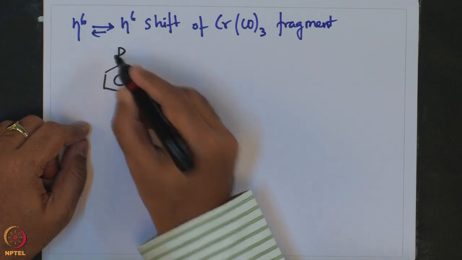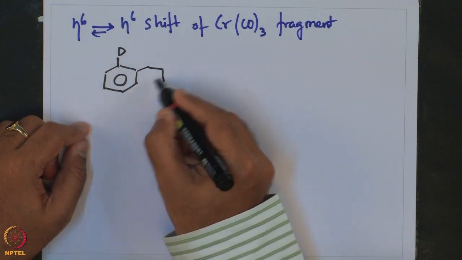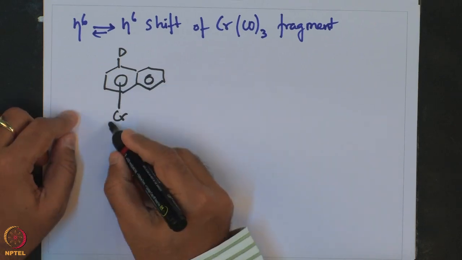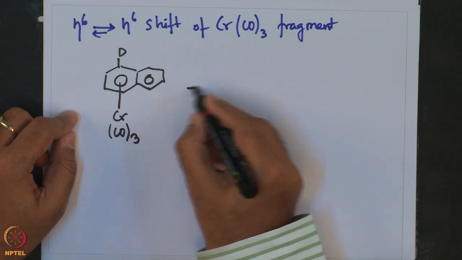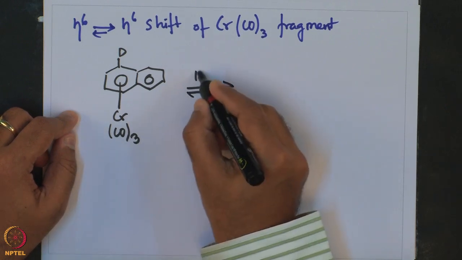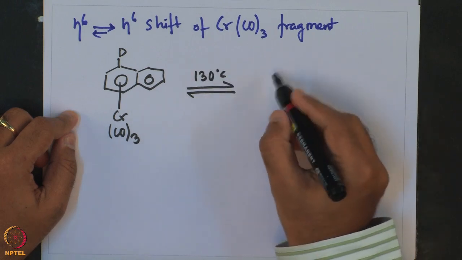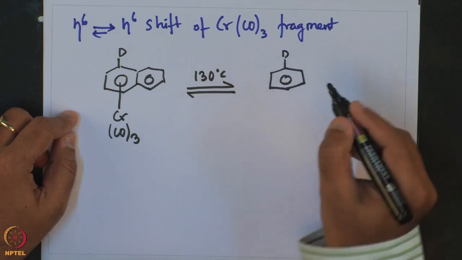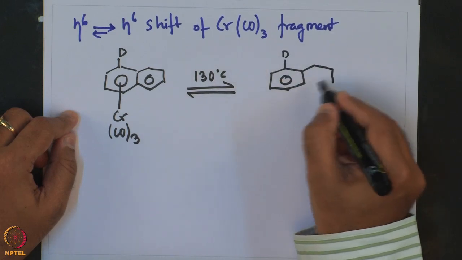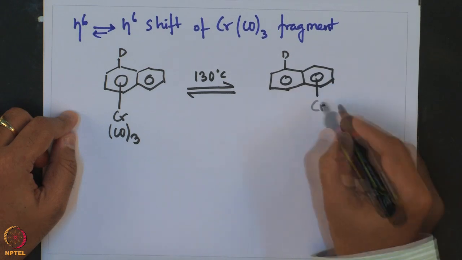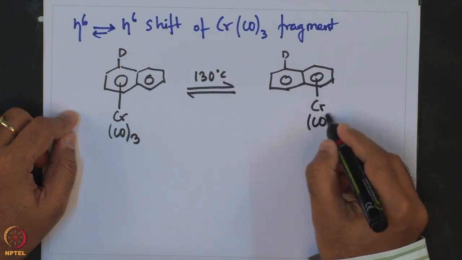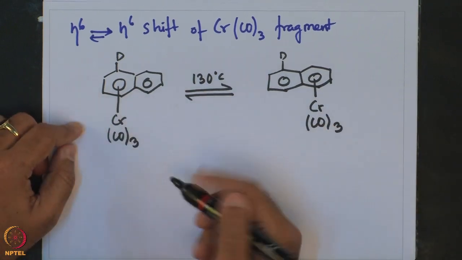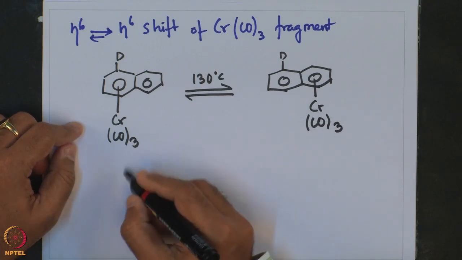If one of the benzene rings is deuterated, chromium carbonyl at 130 degrees centigrade gives deuterated chromium carbonyl. Now, this shift from one of the rings to the other only occurs at elevated temperature.